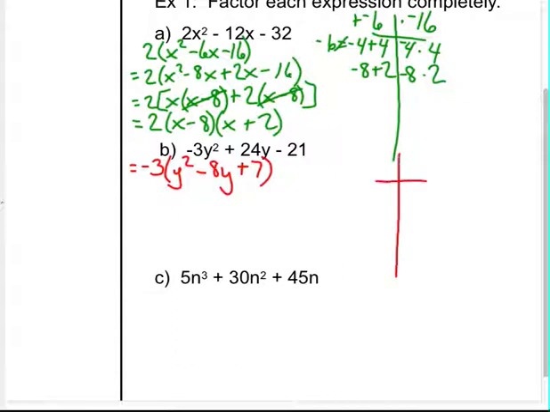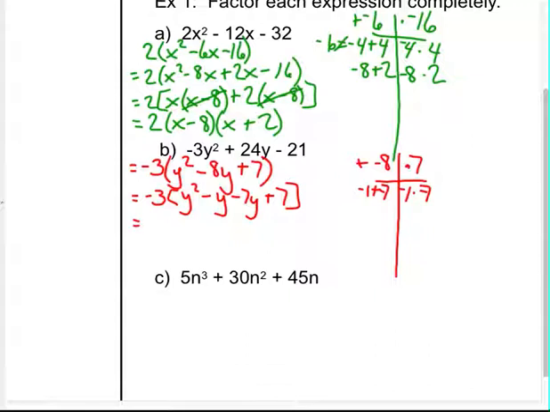Setting up my chart, this time I'm multiplying to a 7 and adding to a negative 8. Well, the only numbers that multiply to 7 are 1 and 7, but 1 plus 7 is positive 8. So what that means is that both of my numbers must be negative. Negative times a negative gives us a positive 7 and adds to negative 8. So I'm going to rewrite my negative 8y as negative 1y, or negative y, plus negative 7y.